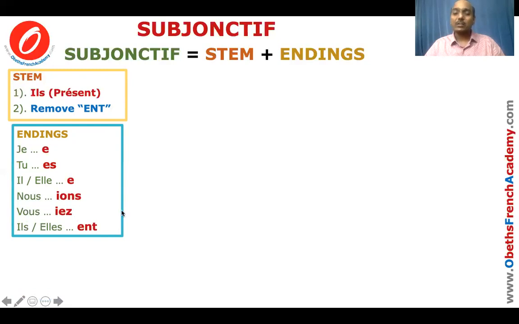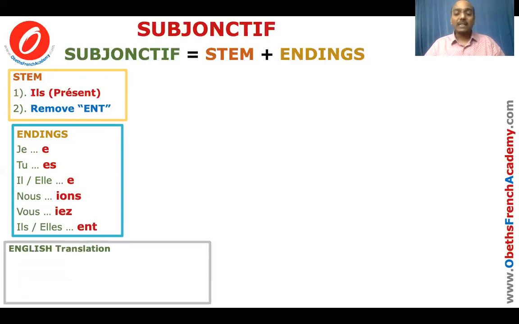Now let me give an example and explain to you the translation, and when a verb is conjugated in subjunctive tense. So here we have a sentence in French. Les jeunes souhaitent que leurs parents les comprennent. Now, can you see the verb comprendre? It's conjugated in subjunctive tense.